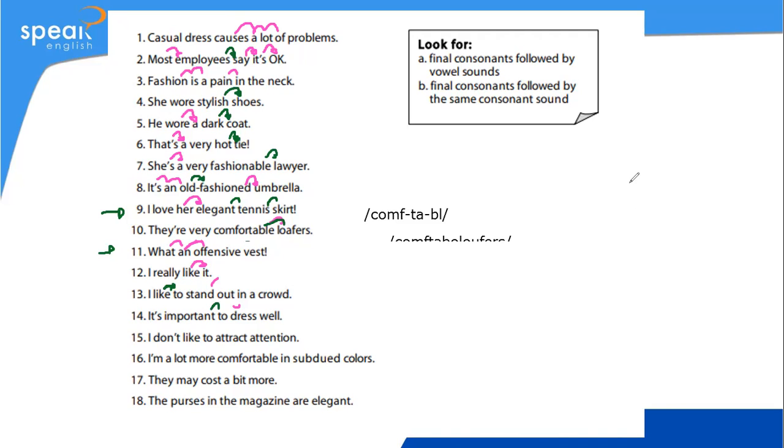And then where do we connect consonant plus vowel? Consonant plus vowel. Rule number one. Where do we connect it? It's important. Exactly. So we're going to say it's important. It's important to. All right. So last volunteer to read 14. This is the last one. It's important to dress well. Very good. Very good job.